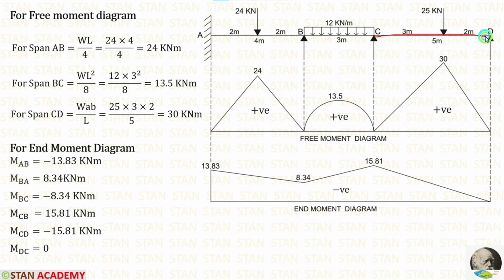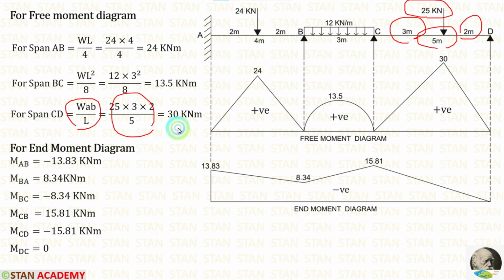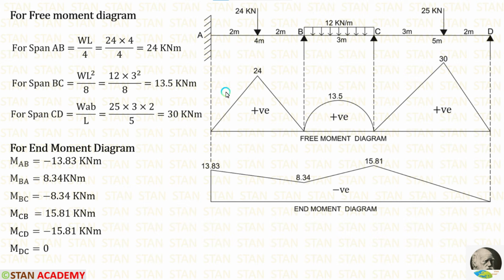In the span CD, we are having a point load. This point load is not acting on the center. The formula to calculate the maximum bending moment is WAB upon L. Here W is 25, A is 3, B is 2, L is 5. When we apply all of the values in the formula, we are getting 30 kN meter. For the point loads, the diagram will be in the shape of a triangle. For the UDL, the diagram will be in the shape of a parabola.